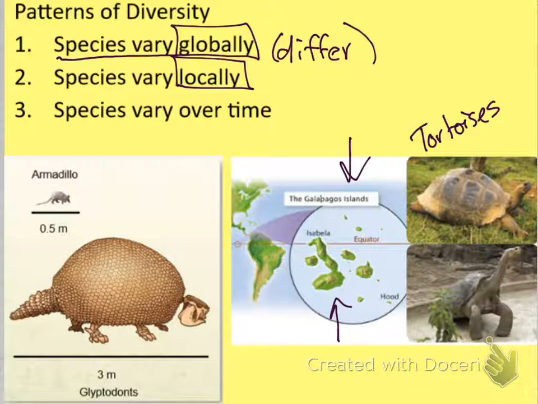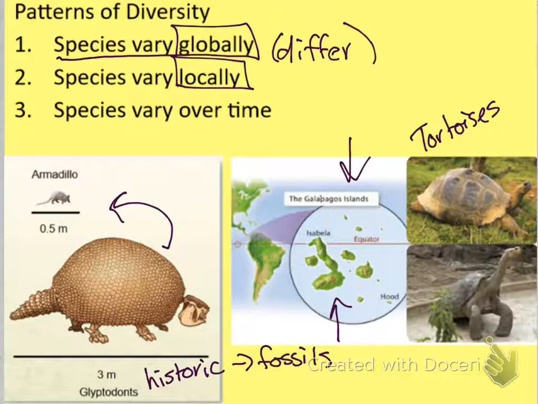The other thing that he observed is that species vary over time. Glyptodonts are a more historic organism that we see evidence of in the fossil record. They are not necessarily living today, but they share some characteristics with armadillos. Their general structure is very similar, but you'll notice that the overall size of armadillos is significantly smaller than these glyptodonts. So over time, while some features may be similar and maintained, other features are going to change based on environmental conditions.